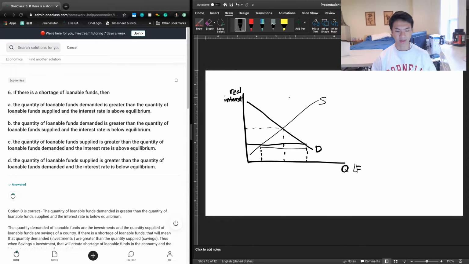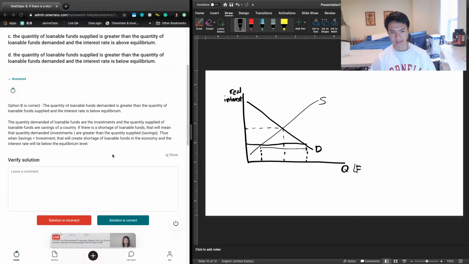Okay, so now we understand what the right answer is. Why don't we take a look at the next question? The answer choice says option B is correct, and that's true. The quantity of loanable funds demanded is greater than the quantity of loanable funds supplied, and the interest rate is below equilibrium. The quantity demanded of loanable funds are investments, and the quantity supplied of loanable funds are savings of a country. And yes, that's correct. If there's a shortage of loanable funds, that will mean that quantity demanded, investments, is greater than quantity supplied, right? Thus, when savings is less than investment, that will create a shortage of loanable funds in the market, and the interest rate will lie below the equilibrium level.